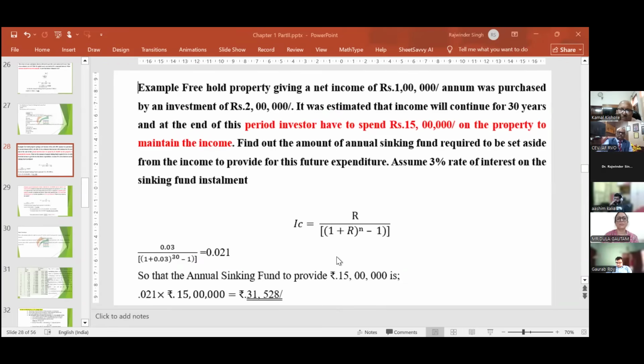In Excel, you just put 7,000. You will get the result in a single step. Manually, you need to calculate. First, you have to calculate 1 plus R, then (1 plus R) to the power n, then subtract 1. With the calculator, you cannot simply apply it in this way. First, you have to calculate the denominator, then place it in the memory. Then you write 0.03 divided by memory recall, because BODMAS is to be applied.